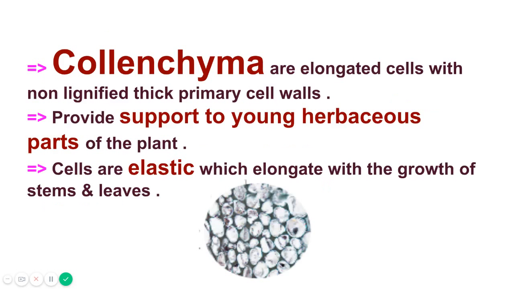Now let's see collenchyma. They are elongated cells with non-lignified, thick primary cell walls, and they provide support to young herbaceous parts of the plant. Collenchyma cells are elastic, which elongate with the growth of stems and leaves.